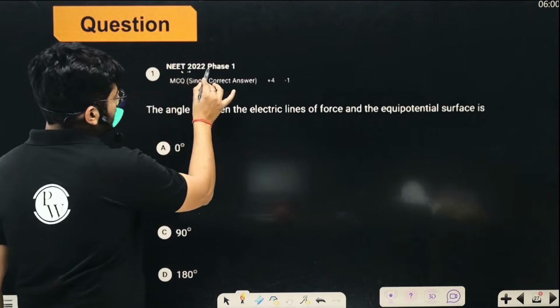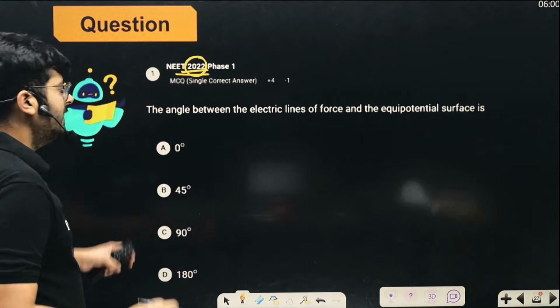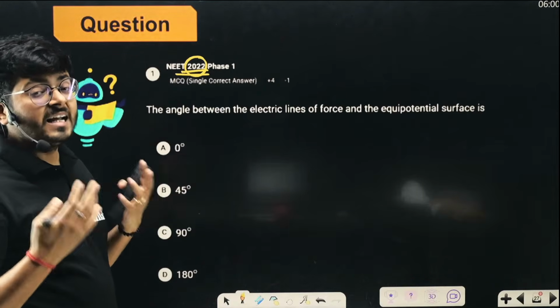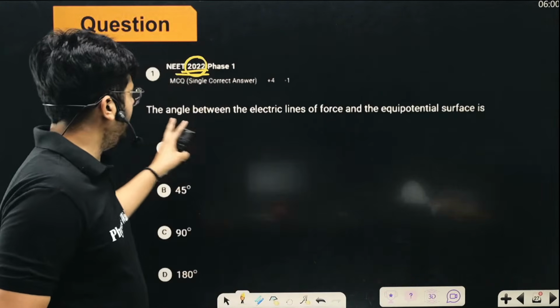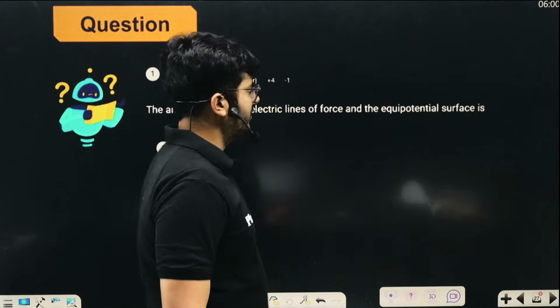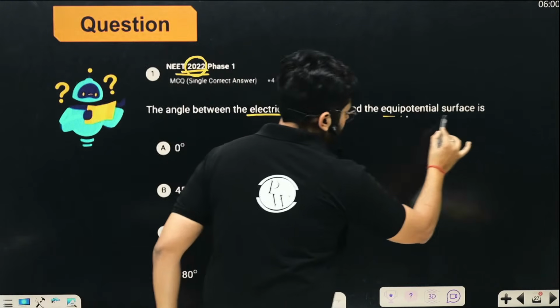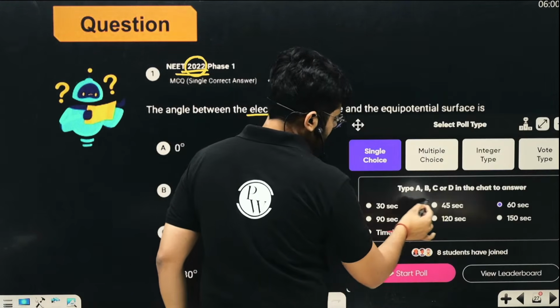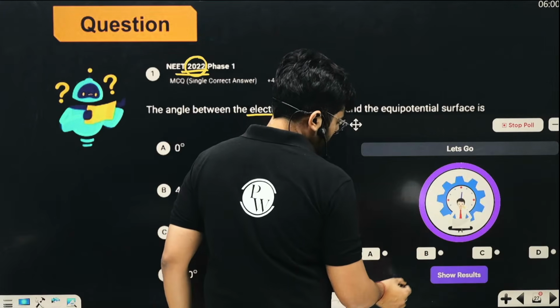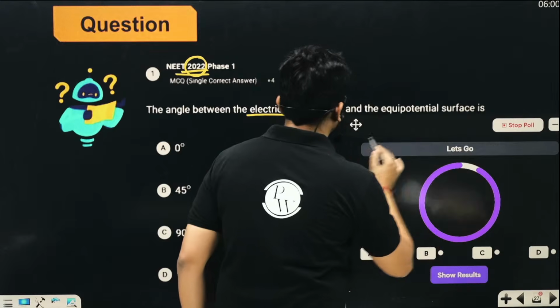Now look at that. This was asked in NEET 2022. Again, a very recent question. So we are trying to get an idea about what kind of questions are asked. Look at this question: what is the angle between electric lines of force and the equipotential surface? This is something you can answer in 30 seconds, so try to answer over here in 30 seconds.